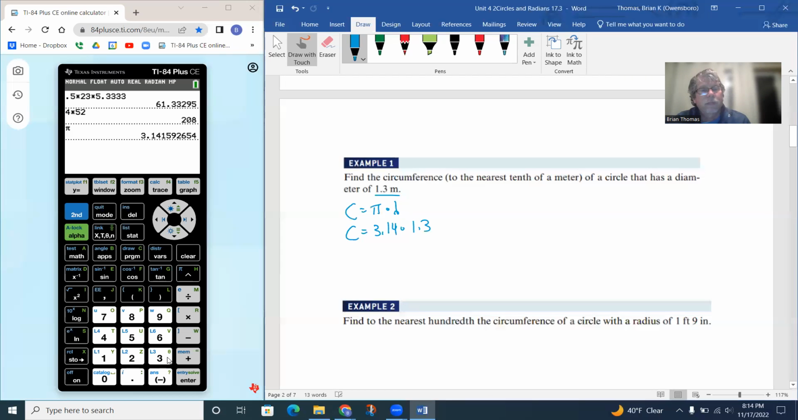So we go 3.14 times 1.3, and that'll give us 4.082. And since they went to the tenths place, that's where the 0 is. So that's going to be 4.1, because that 8 would tell me to round up. So our circumference is going to be a linear measurement, which is going to be 4.1 meters.